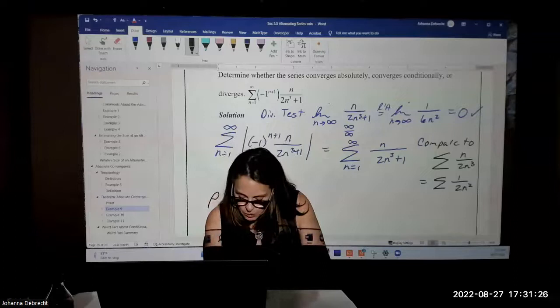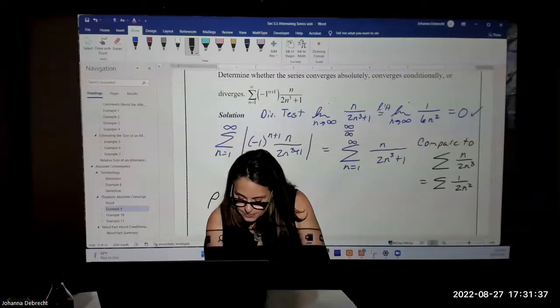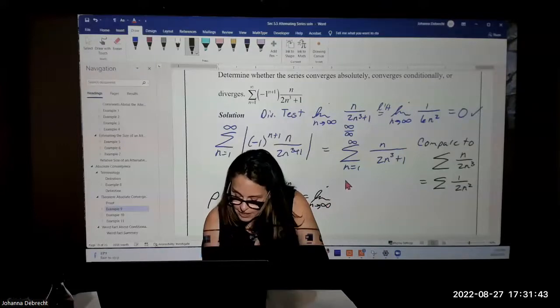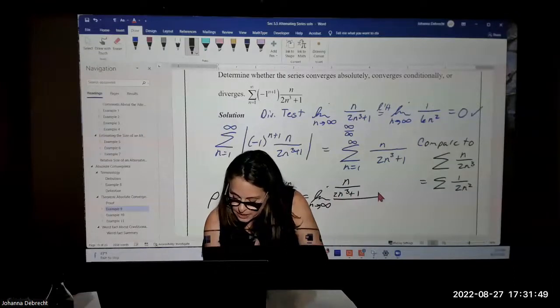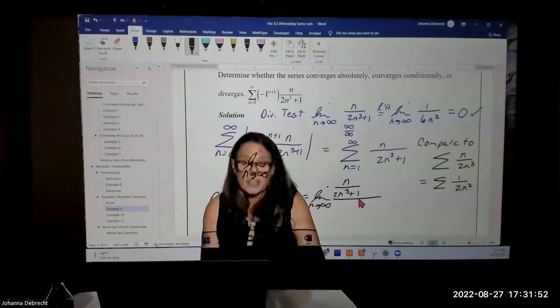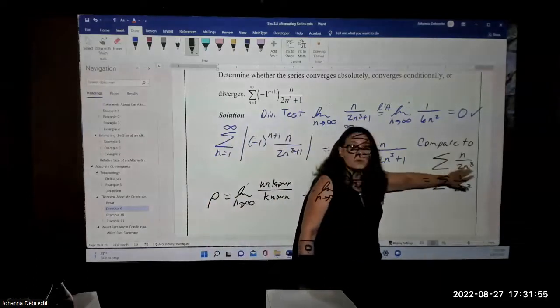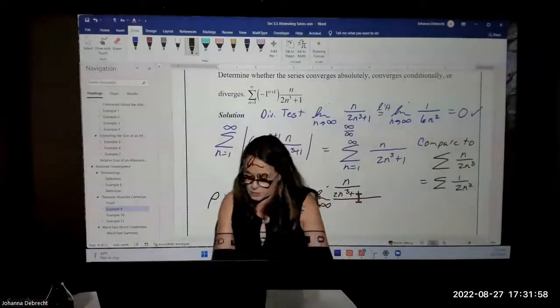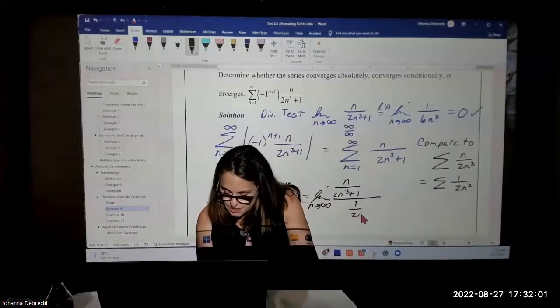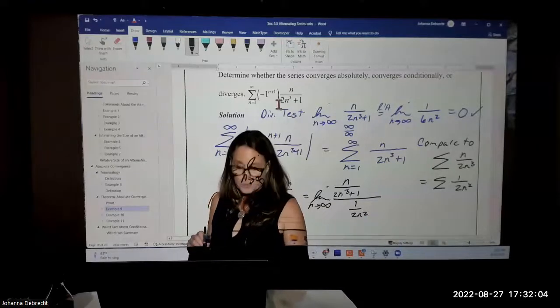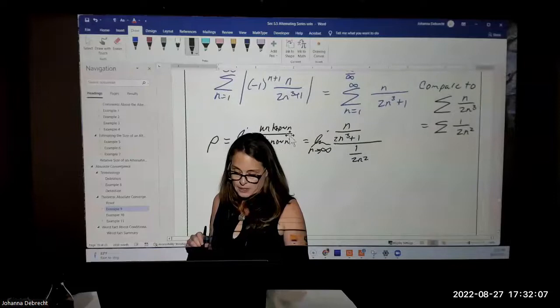So we need to find rho, and remember rho is going to be the limit as n goes to infinity of the unknown sequence divided by the known sequence. So this is going to give me the limit as n goes to infinity of n over 2n cubed plus 1, that's my unknown, over my known, which I can write in either form, n over 2n cubed or 1 over 2n squared, whichever way you prefer. They both work just fine, right? So I need to evaluate this limit and see what the value of rho is.